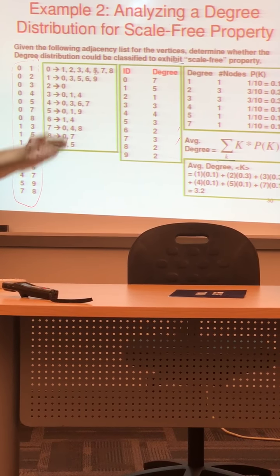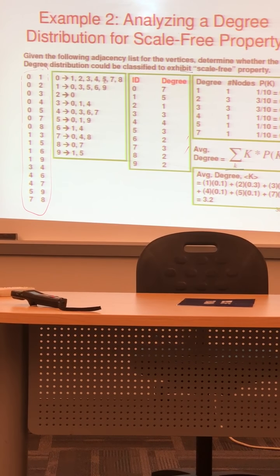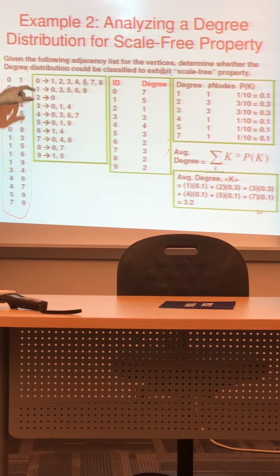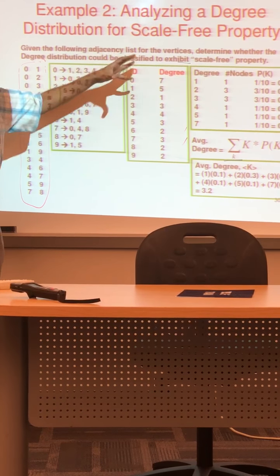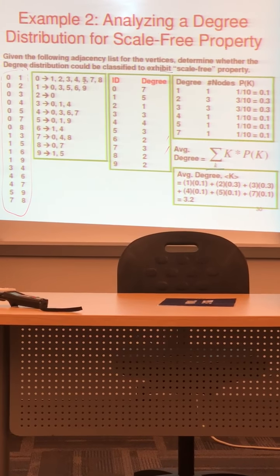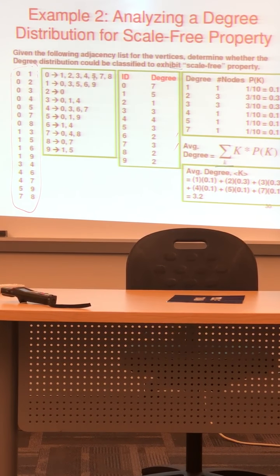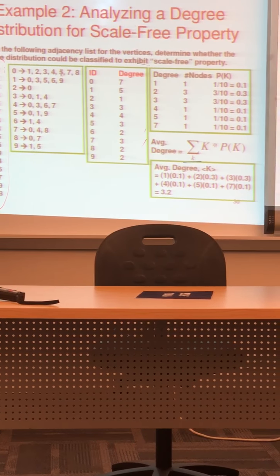So with this, we can easily count the number of neighbors for each node and get the degree of each node. So these are the nodes, and just count the number of neighbors, that will be the degree of that node. Okay, so this is your first step, to get the degree of each node. Once you get the degree of each node, what can you do? You can find the P of k values.